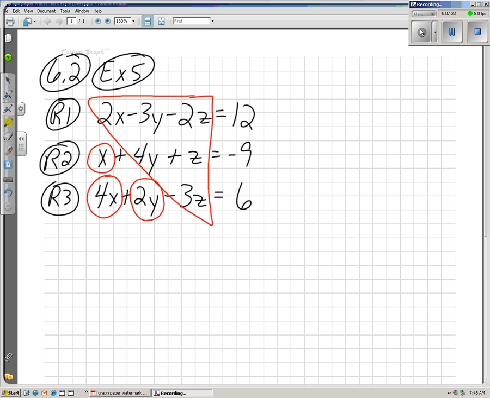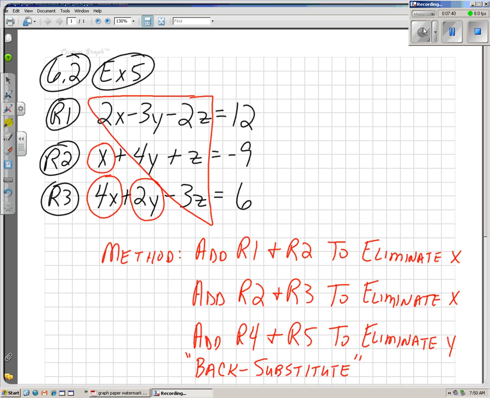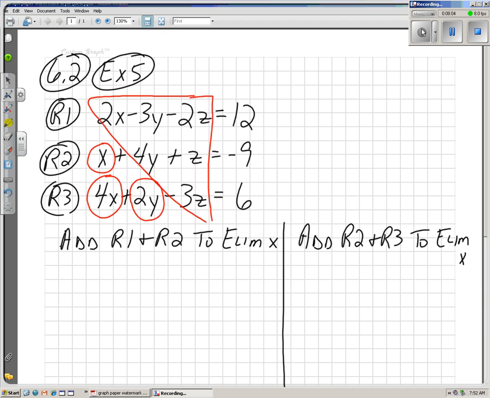But the method is the same every time. Eliminate the x's in row 2 and 3, and then eliminate the y in row 3. I'm going to add row 1 and row 2 to eliminate x. I'm going to add row 2 and row 3 to eliminate x. Then I'm going to add those 2 new rows that we form, row 4 and row 5, to eliminate y. And after I've done all that, I'm just going to go backwards and substitute. It's called back substituting to figure out what my x and y and z are. So you might want to write a little note here. This is the method we're going to use every time.